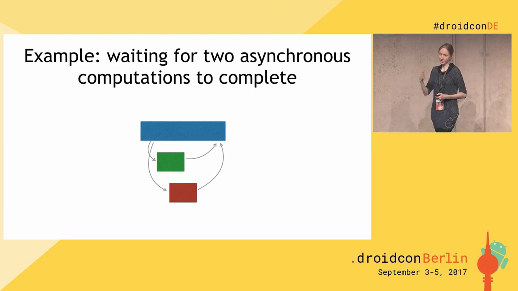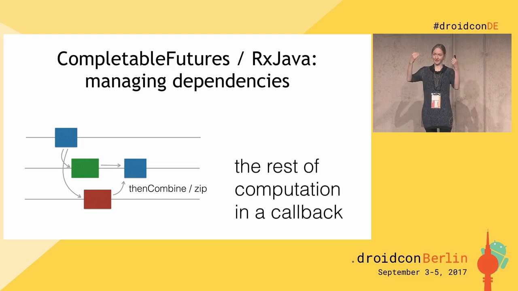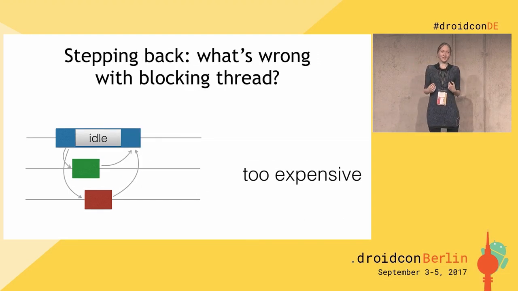And we want to express it using an executor, using threads. Without RxJava or CompletableFuture it is difficult. However, with RxJava and CompletableFuture, you just cut your computation into two parts. You store the rest of your computation in a special callback, and it works. And you can say, after these computations are completed, please call this callback. And it works. However, let's make a step back and think of what was wrong with just blocking the thread?